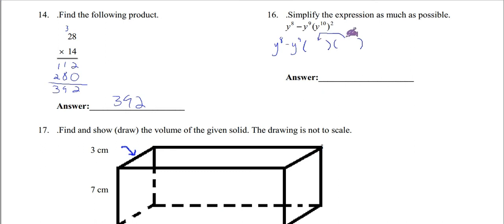But what is y to the 10th? Y to the 10th means multiply y by itself 10 times, right? 1, 2, 3, 4, 5, 6, 7, 8, 9, 10. And again here, 10. So there's 10 y's times 10 more y's. That's a total of how many y's being multiplied together? There's 10 more, 20 of them all together. Minus y to the ninth times y to the tenth.